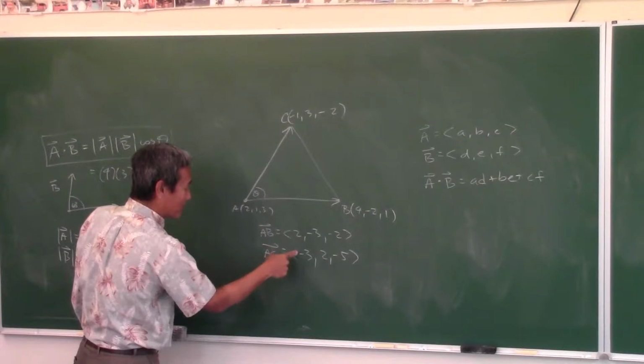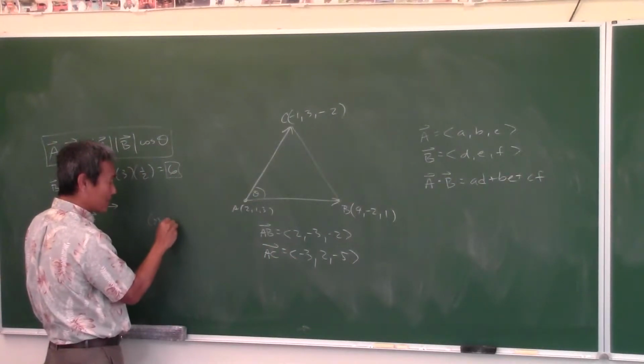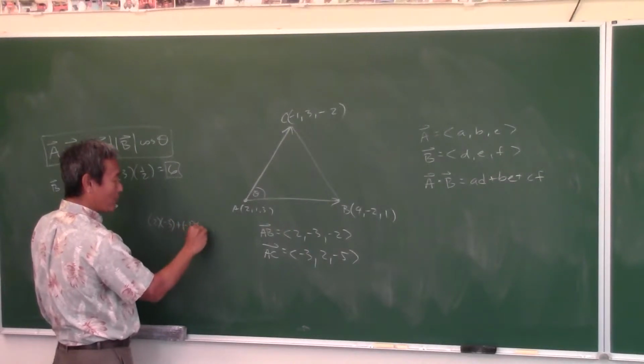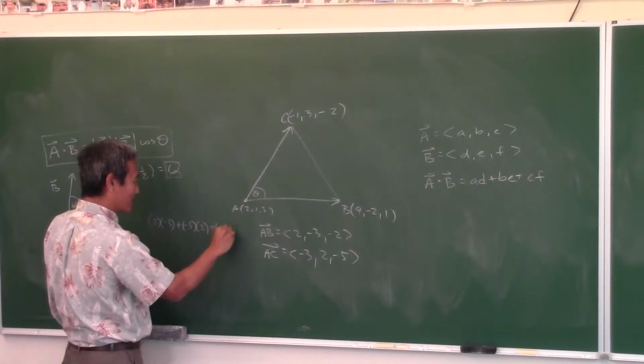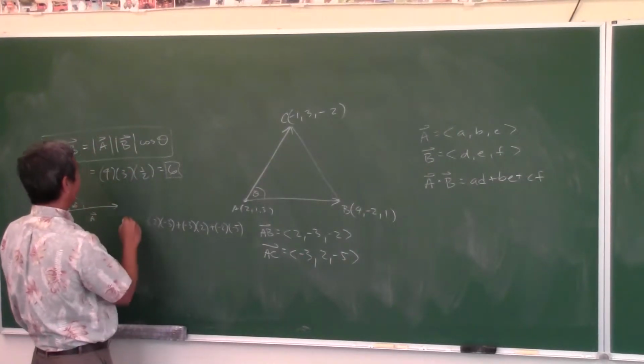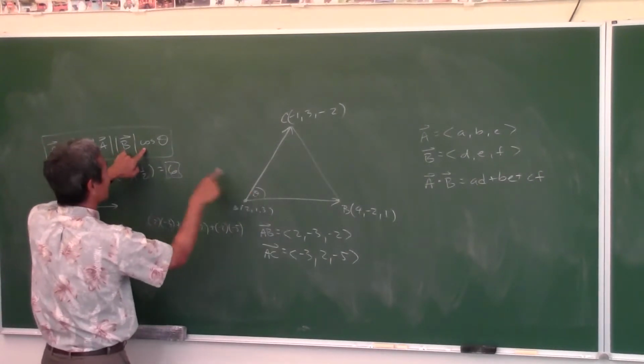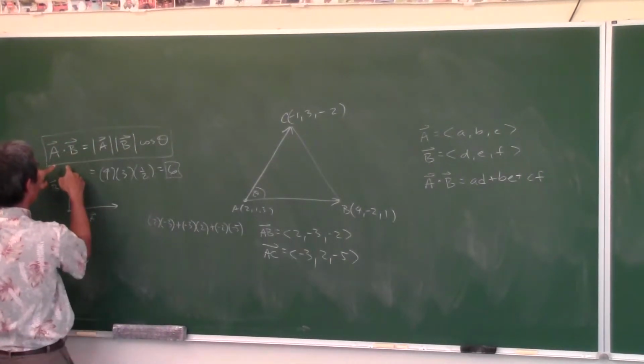Now here are the two vectors. How do you find the dot product? You multiply the x components, you multiply the y components, and you multiply the z components. And then, we're trying to find the cosine of this angle, so what you do is you take this and divide it on this side.